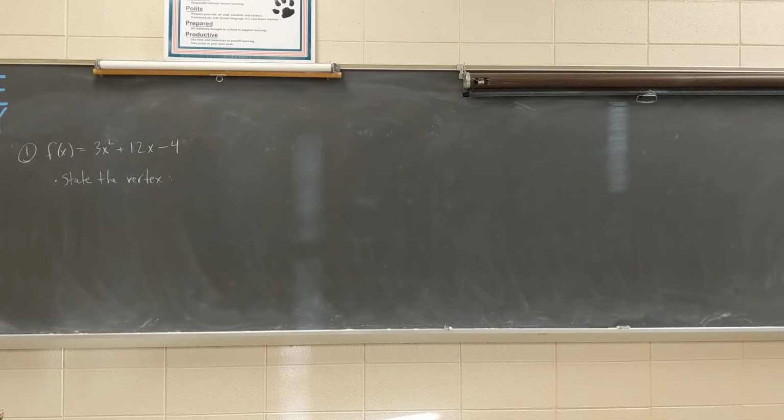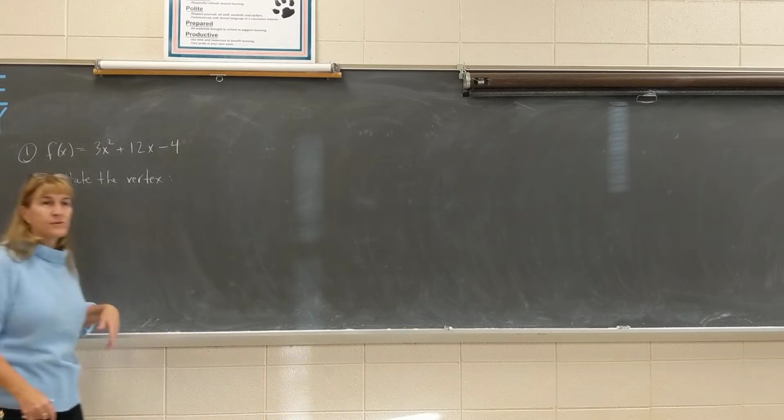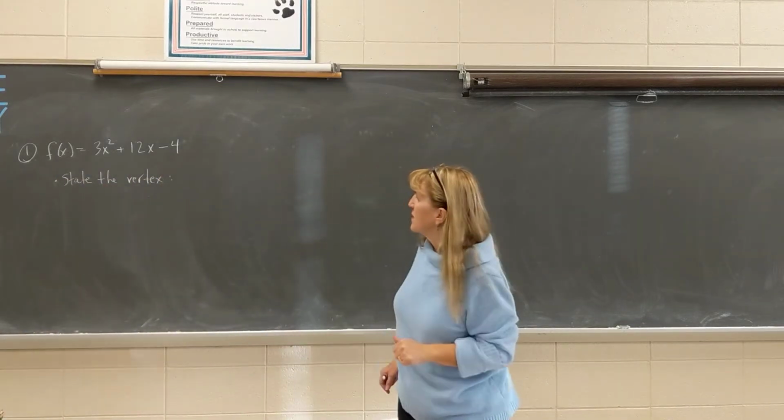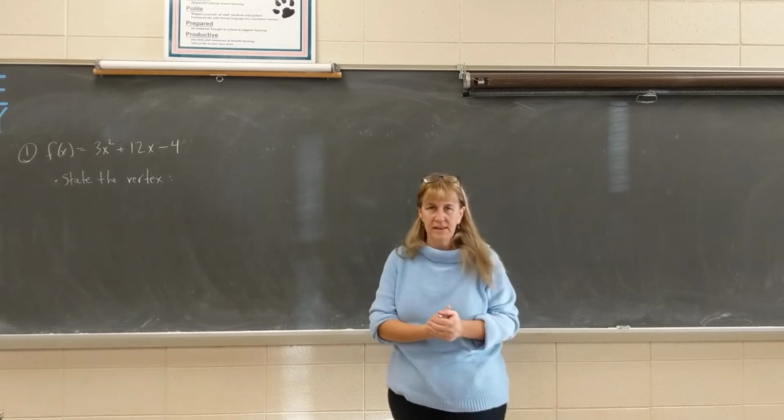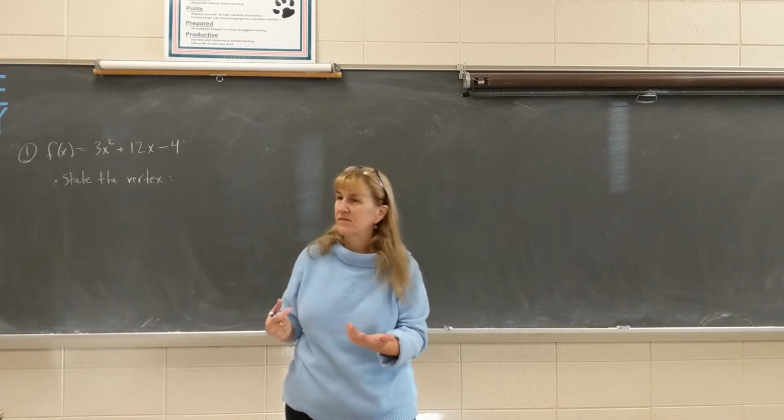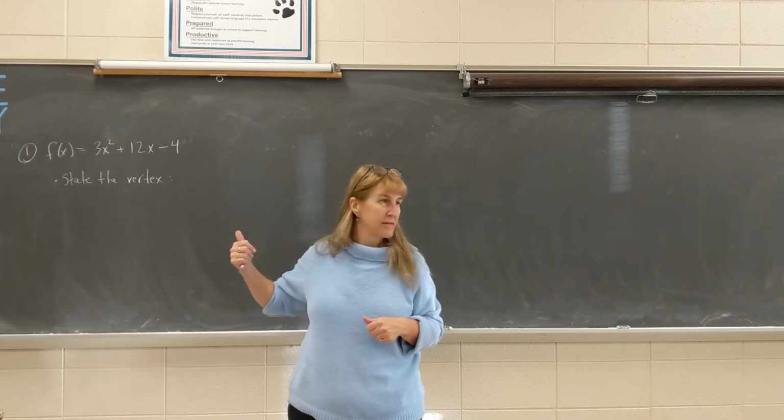Here we go. We're going to run through this question with a bunch of different problems with it. We have f of x equals 3x squared plus 12x minus 4. And the first thing we're going to do is state the vertex. Now, how do we begin finding the vertex if something is given to us in standard form like this?